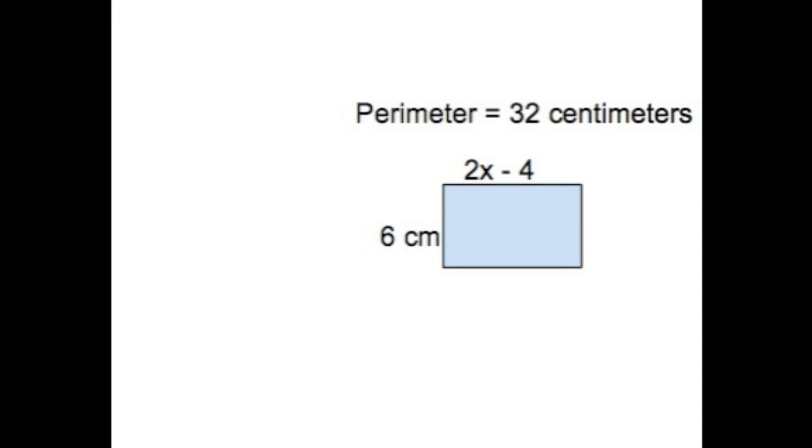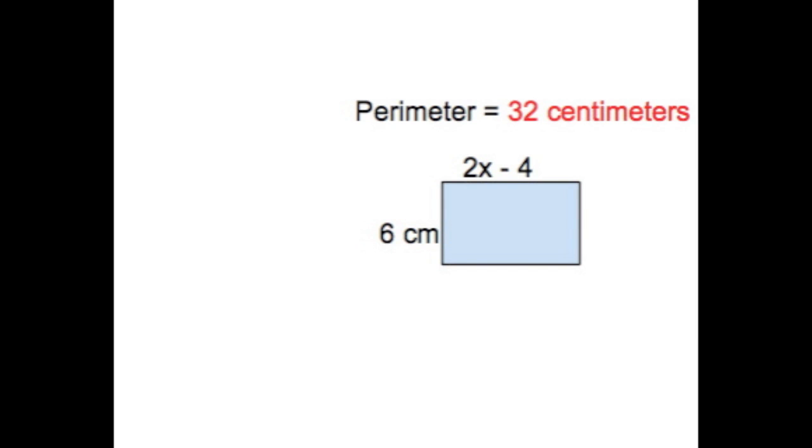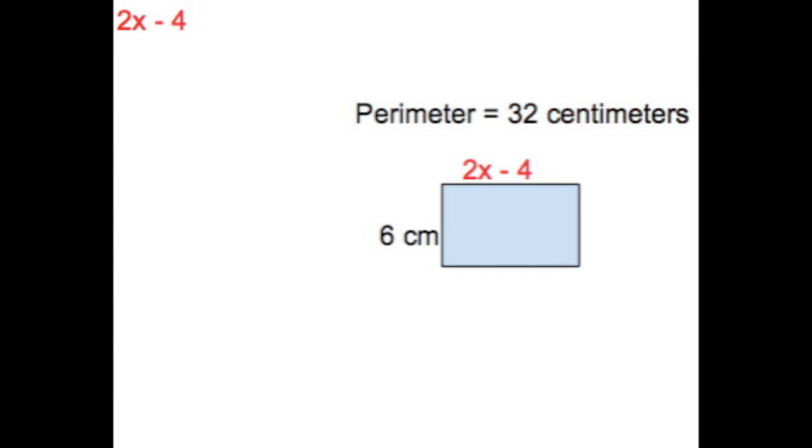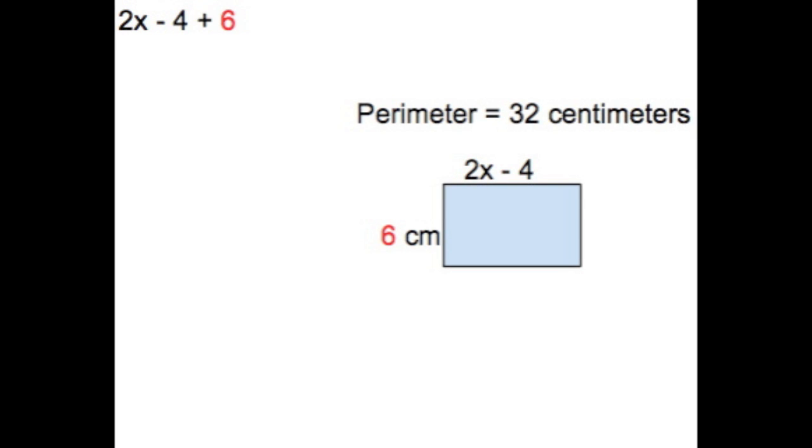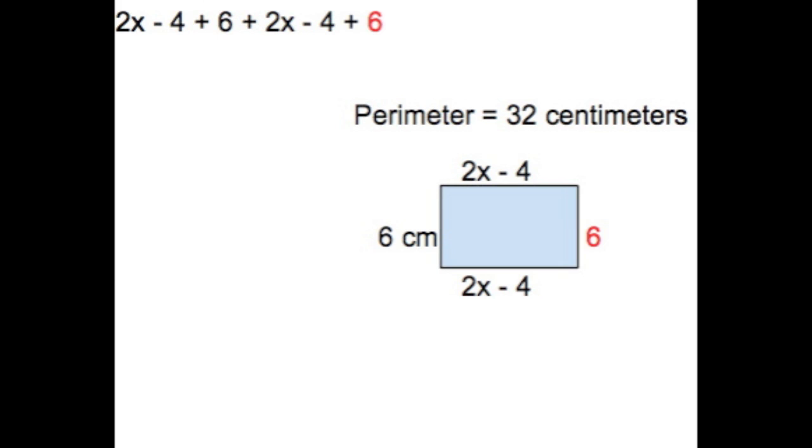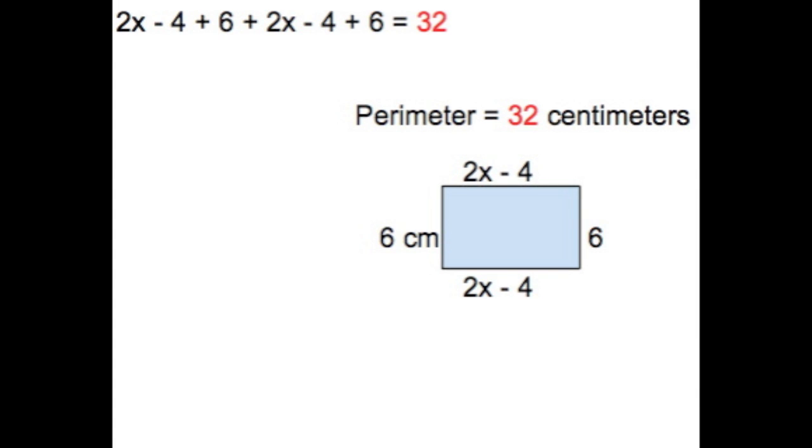Let's try another example. Given the perimeter of the rectangle is 32 centimeters, we can figure out what x is and what the measure of each side is. Our perimeter is 32 centimeters. Therefore, 2x minus 4 plus 6 plus 2x minus 4 plus 6 will equal 32, because adding all of our sides gives us the perimeter, which is 32.